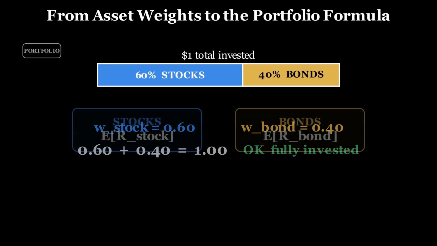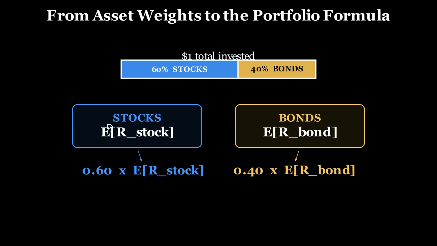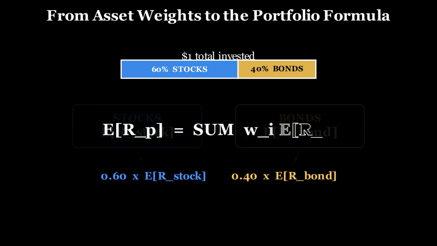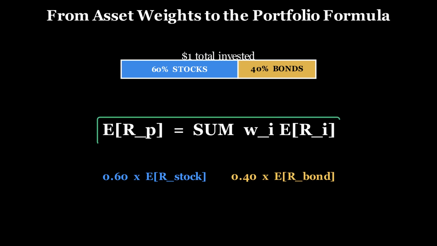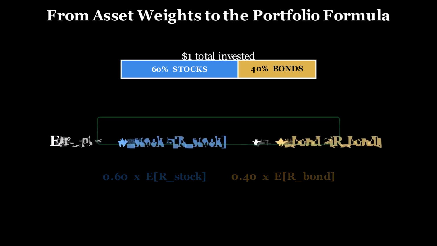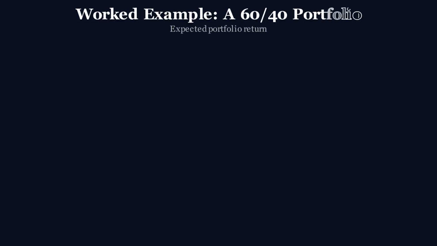To calculate the portfolio's expected return, multiply each asset's expected return by its weight. Then add all the contributions. In symbols, the expected portfolio return equals the sum of each weight multiplied by its asset's expected return. For two assets, that means the stock weight times the expected stock return, plus the bond weight times the expected bond return. Let's calculate a complete example.